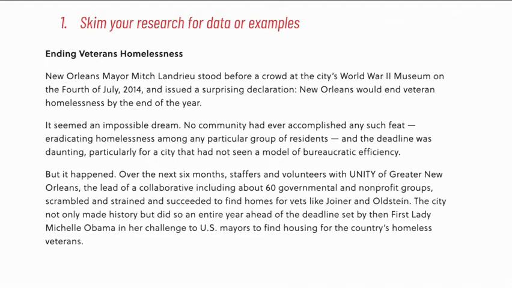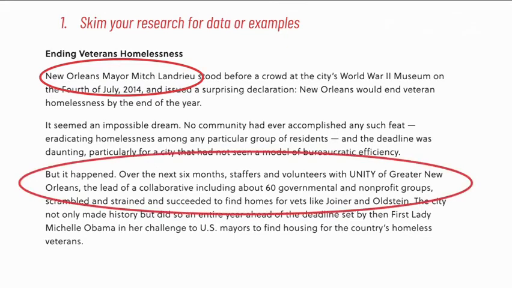The first thing I see is that the mayor of New Orleans in 2014 said that he would end homelessness by the end of the year. And then I see that it actually happened. So within 6 months, a bunch of organizations and volunteers got together and they housed the homeless veterans of New Orleans. So I'm thinking this is pretty good evidence of a local leader showing a commitment and then actually getting the work done to help homeless veterans.